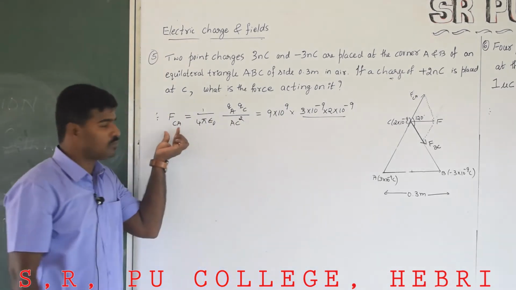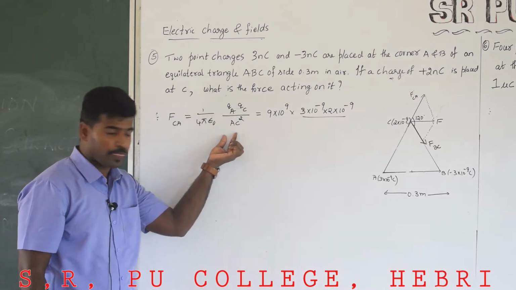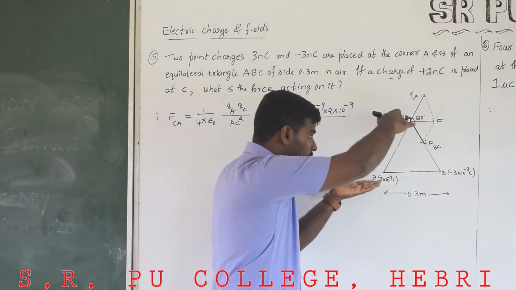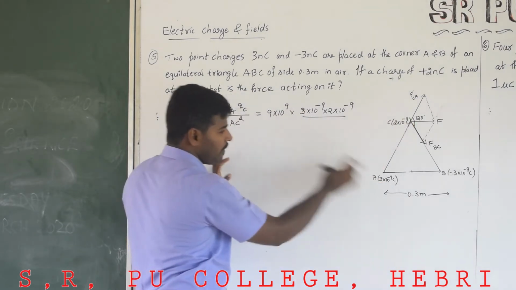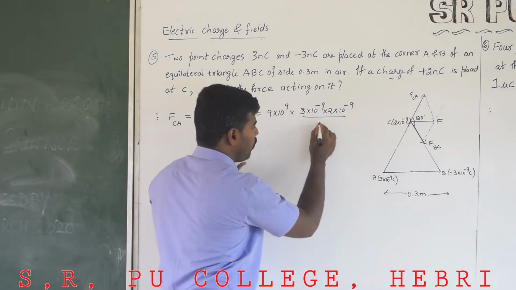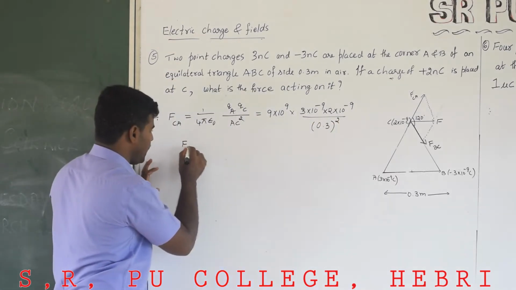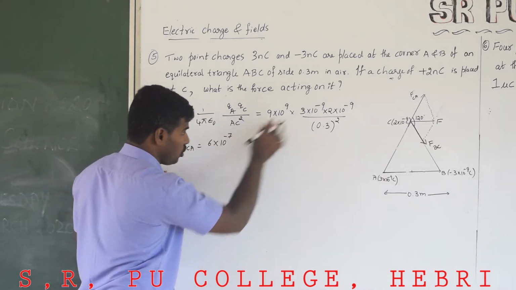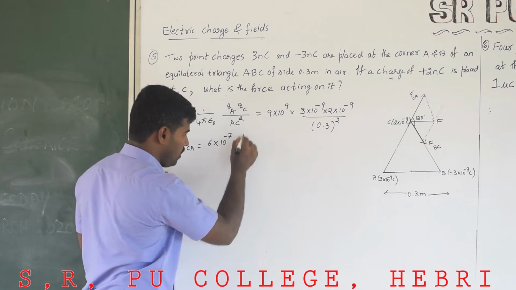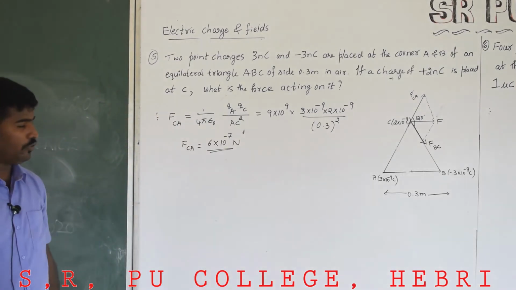In general, Coulomb's law is written as 1 by 4 pi epsilon naught Q1 Q2 divided by R square. R is the distance from the point A to C. Therefore the distance from A to C is given as 0.3, whole square. Therefore FCA is equal to 6 into 10 raised to the power minus 7. When you simplify this, you get this answer: 6 into 10 raised to the power minus 7 Newton.